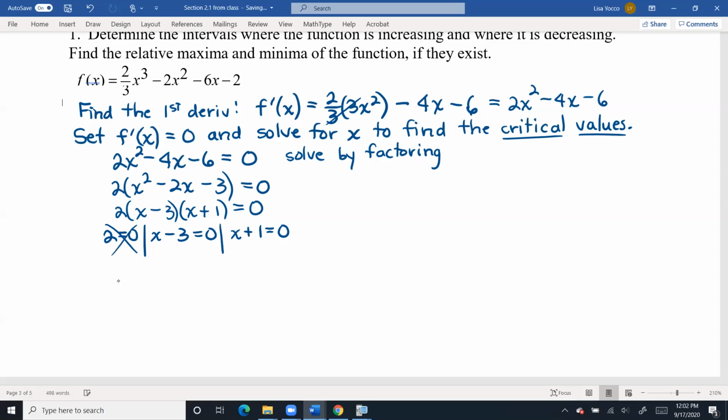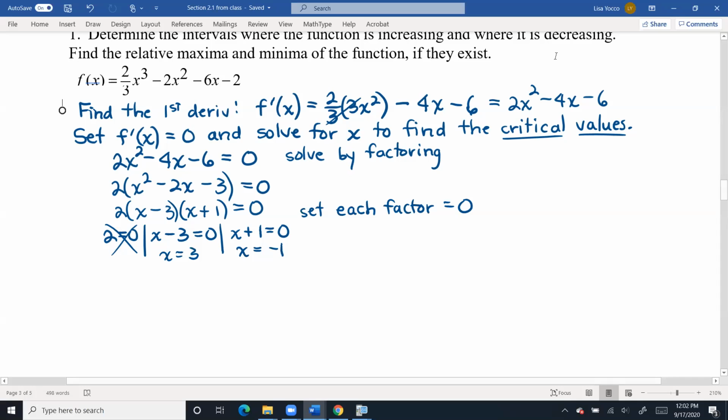Okay, so I factor it, and then once it's factored, I set each factor equal to 0 and solve for x. All right. So for example, a question on the test may be, for this function, what are the critical values from the first derivative? In other words, I'm going to make sure you know how to use this method rather than just relying on the graph.